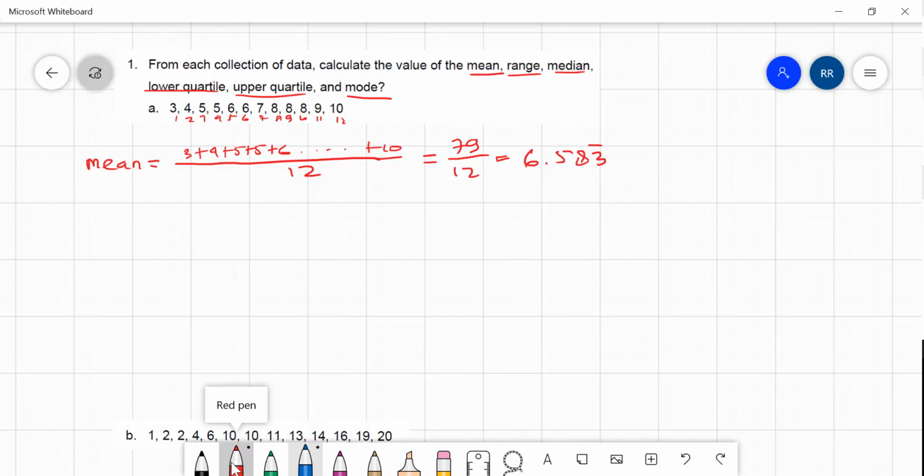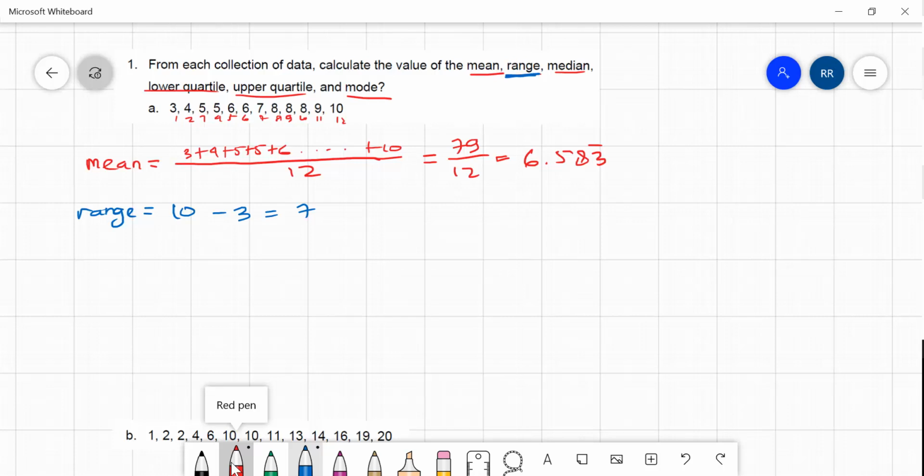And then the next one is the range. The range is quite easy. It's just the maximum value minus the minimum value. So the maximum value here is 10, and the minimum value is 3. It's just 10 minus 3, which is equal to 7, right? As simple as that. Just make sure that the data has been ordered from the smallest to the largest, or the other way around, it's up to you. So take the maximum value, subtract the minimum value, and you will get the range.